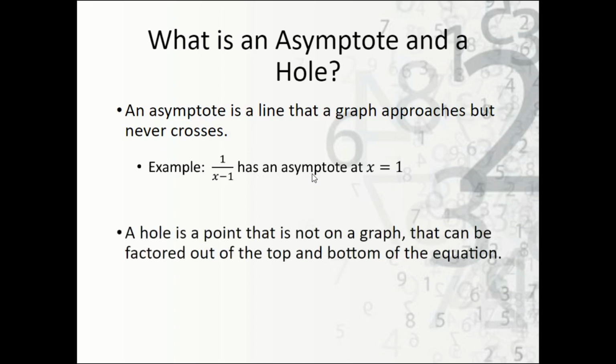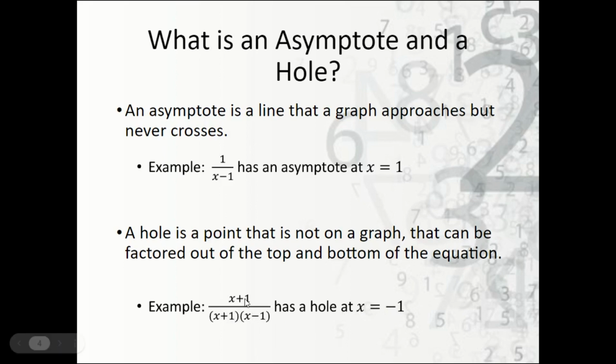Now a hole is a point that is not on the graph because it can be factored out of both the top and bottom. So it's where the graph continues on and then stops for a second and then continues on after that. So an example of this would be x plus 1 over x plus 1 times x minus 1. And we'd say it has a hole at x equals negative 1 because this can be factored out of both the top and bottom. And then we would solve that for x and we get x equals negative 1.